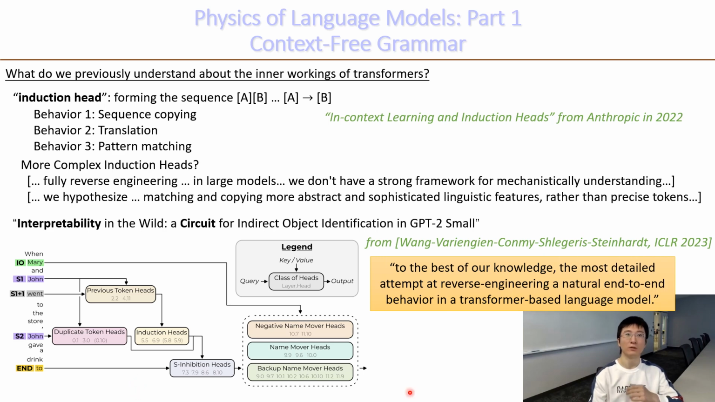But they also mentioned that, to the best of their knowledge, at the time they wrote the paper, that was the most detailed attempt at reverse engineering a natural end-to-end behavior in a transformer-based language model. So you see that our understanding of the inner workings of transformers is still quite limited, especially if we have a very recursively defined language or logic. Can we probe into the transformer to understand much deeper in the network what is happening, instead of looking at something that's only on the input token level? This is why we want to introduce this notion of context-free grammar.